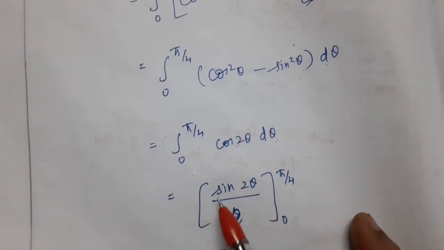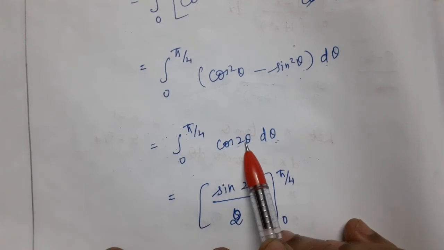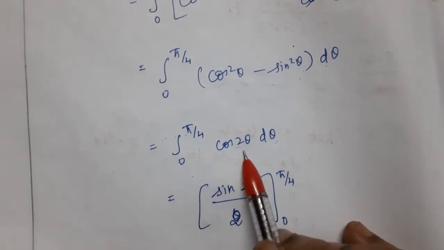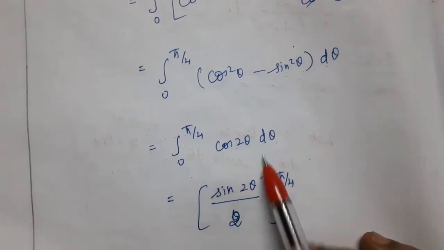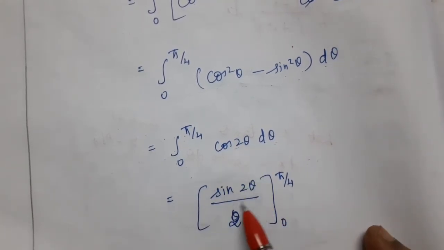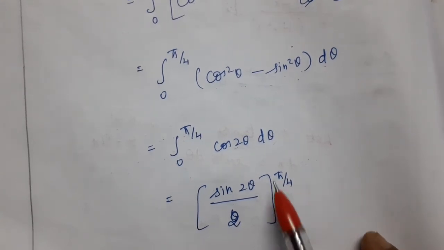Now only we are going to integration. Cos 2 theta integrates to what? Sin 2 theta divided by 2. We write the coefficient in the division. Differentiation means we multiply, integration we divide by 2. So cos 2 theta integrates to sin 2 theta divided by 2. What is the limit applied? 0 to pi by 4.